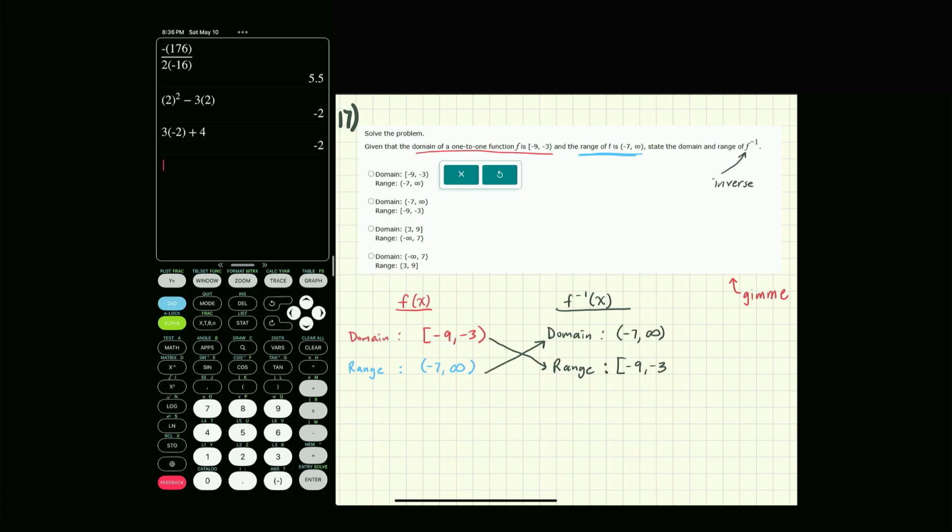So we should be looking for an answer choice that has a domain of -7 to infinity and a range of -9 to -3. And it looks like B is the answer choice here. Domain of -7 to infinity, range -9, -3. Yeah, that's it. So again, inverse functions: the domain of the original becomes the range of the inverse, and the range of the original becomes the domain of the inverse. We're just swapping places.